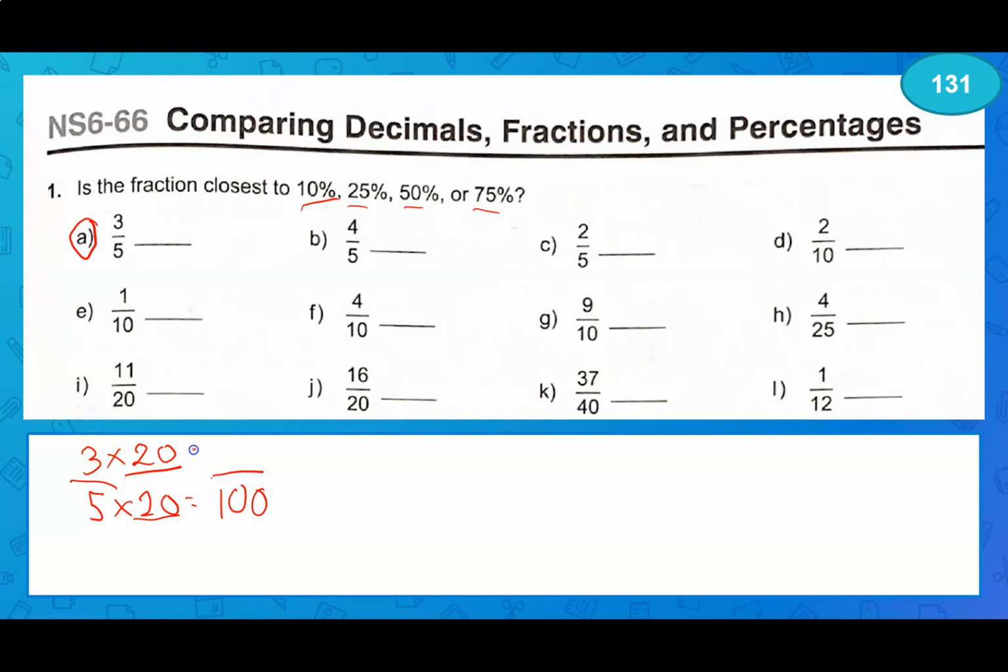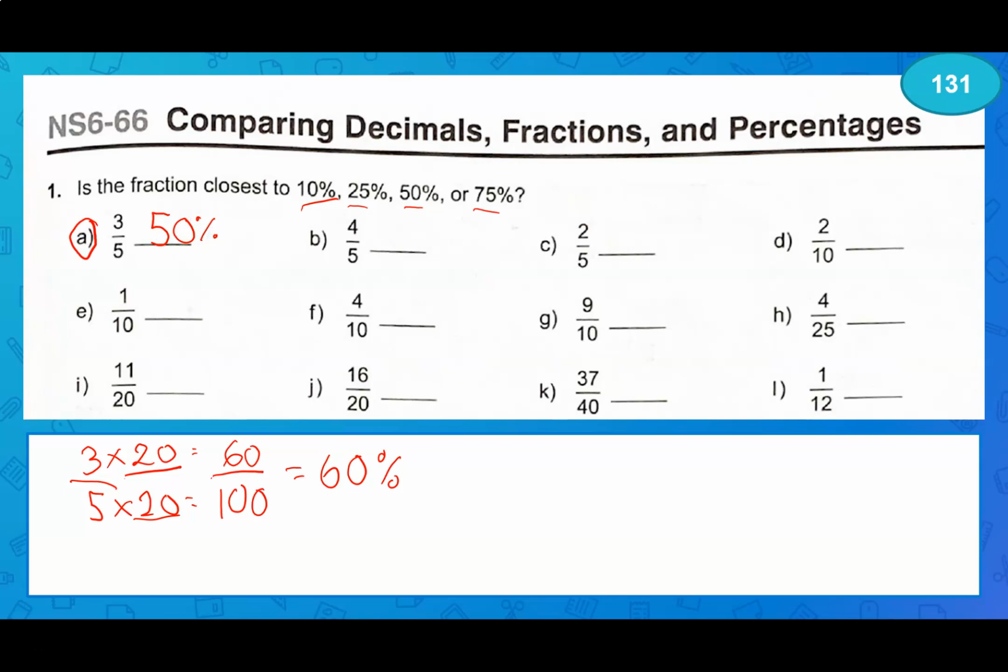3 times 20 equals 60. So 60 out of 100 we know is equal to 60%. So that is closer to 50% than it is to 75%. So we're going to write 50% on the line.